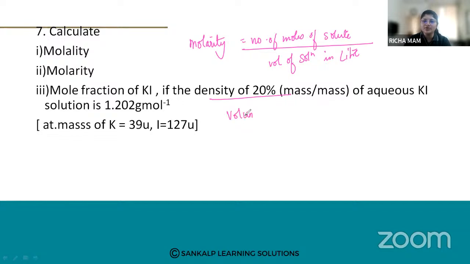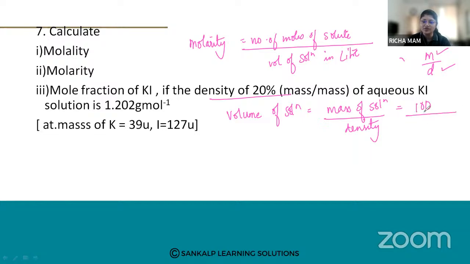How do you calculate the volume of solution? Volume can be calculated as mass by density. Mass we know, density we know, so we can calculate the volume. Volume of solution is mass of solution divided by density. Now what is the mass of solution? It is the total mass: 20 grams plus 80 grams, so the total mass of the solution is 100.